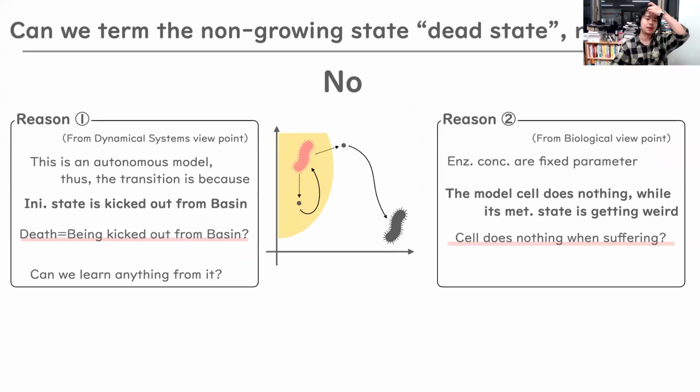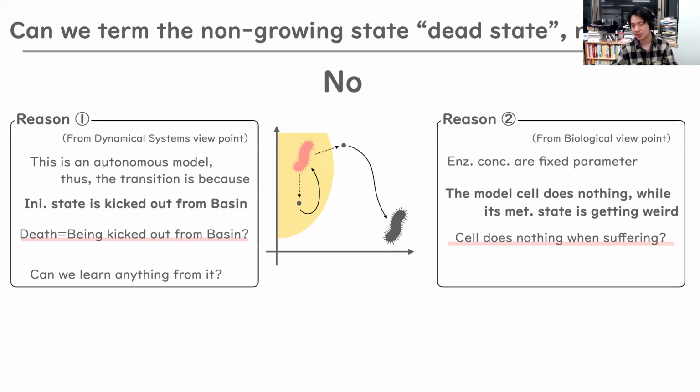My answer is we shouldn't, because there are 2 concerns. One is from a dynamical system point of view. As I told you, in this model, the concentration of enzymes is fixed and constant, so it's a parameter. Then if I see that non-growing state as a dead state, the take-home message would be that death is being kicked out from the basin of the growing state. I don't believe we can learn anything from it.